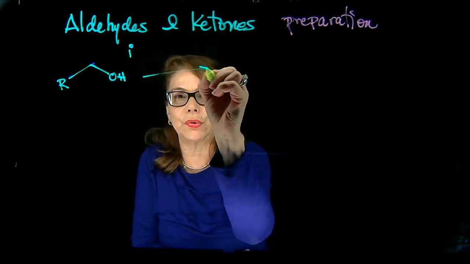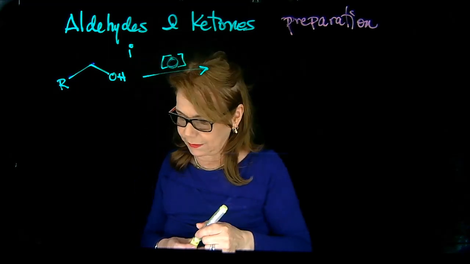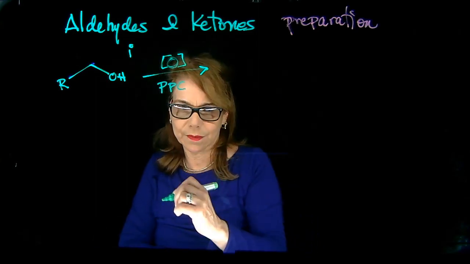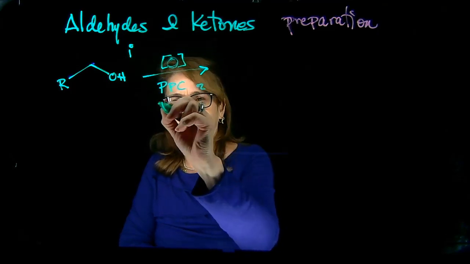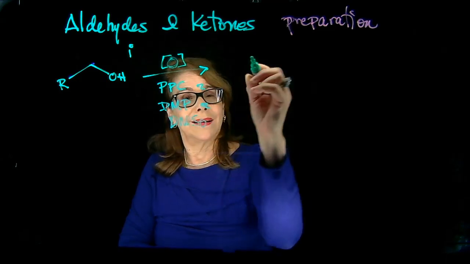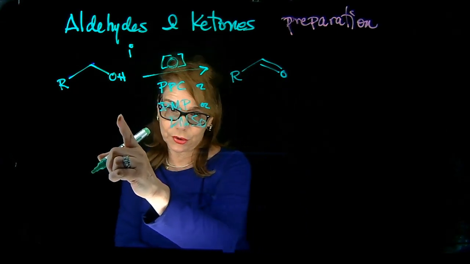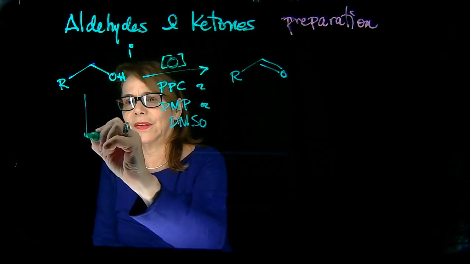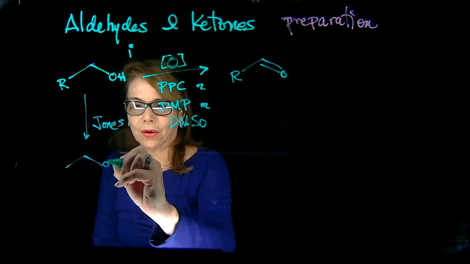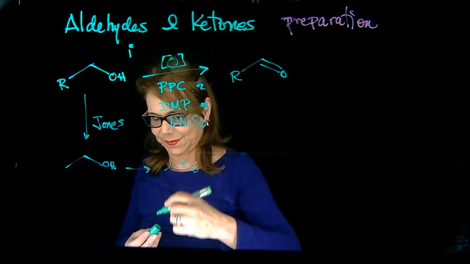But here I need to use not any oxidizing agent, but a mild one. For that, we need to use, for example, pyridinium chlorochromate, PCC, or DMP, or DMSO, which oxidize to the aldehyde. You cannot use Jones, so chromic acid, because the primary alcohol will continue to oxidize to the carboxylic acid.